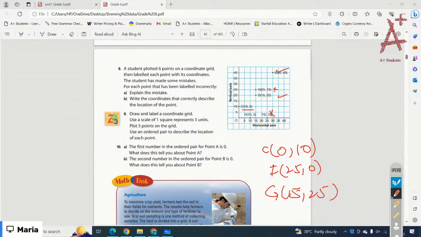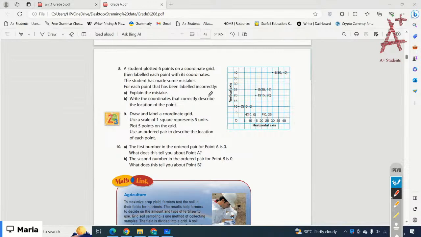Question number 9 is to draw and label a coordinate grid. Use a scale of 1 square represents 5 units. Plot 5 points on the grid. Use an ordered pair to describe each. The one thing here is to use a scale of 1 square represents 5 units. Like this one, you can see here you have 5, 10, 15, 20, 25. When you have bigger values, you cannot represent all the values on the graph paper, so you can use a scale. Scale means one square represents 5 values collectively, right? You can see this one square represents 5. So for this one, you have to do the same, right?